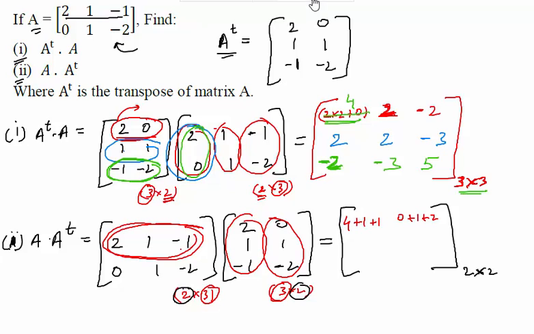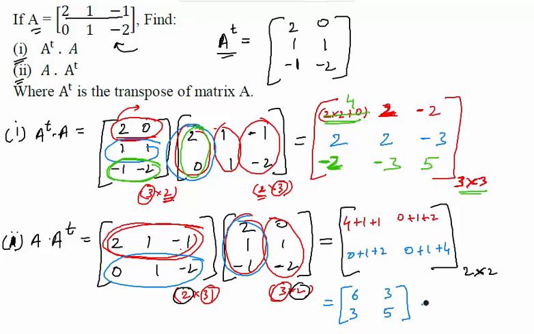Now let us take the second row. The second row when multiplied with the first column will give you 0 plus 1 plus 2, correct? And the second row when multiplied with the second column will give you 0 plus 1 plus 4. So overall your matrix will become 6 3 3 5. This is your final answer of the second part.